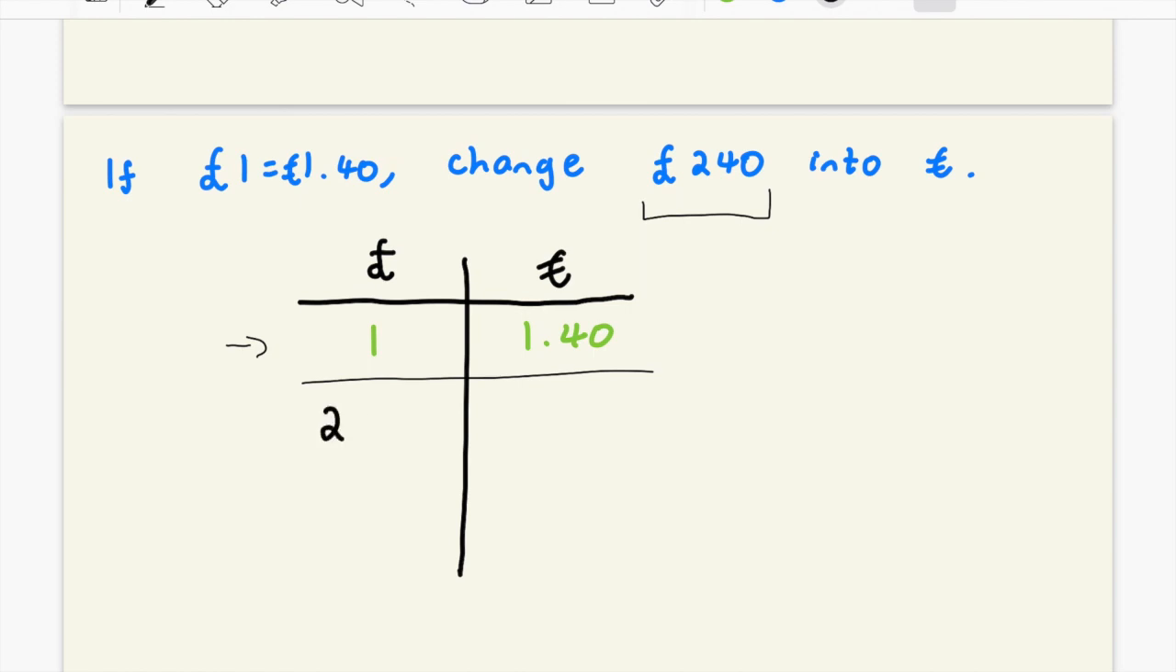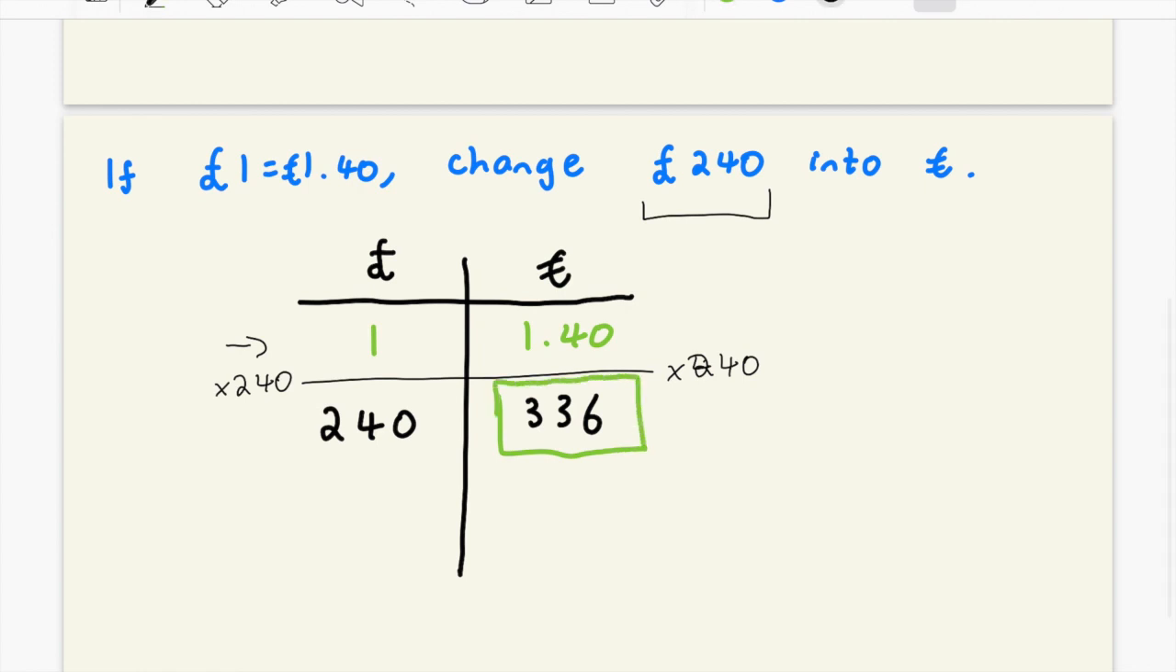So we have 240. Now to get from 1 to 240, we multiply by 240. So what we do on one side, we have to do on the other. So we multiply 240 by 1.40, and that will give us €336. And that's our final answer.